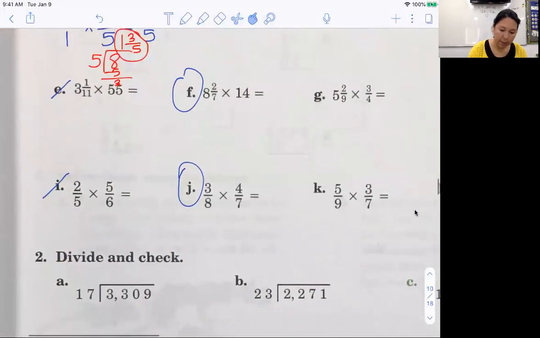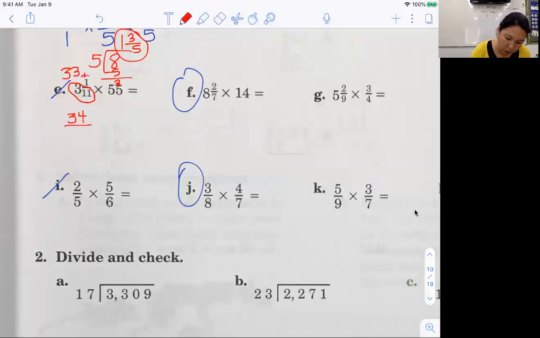Okay, letter E. Next rule we learned with fractions this week. We can multiply a mixed number times a whole number only if they're both fractions. So this is not a fraction, this is a mixed number. So I'm gonna change it. 3 times 11 is 33, and then I add this little 1. So now I have 34 over 11, okay? 55 is a whole number, so I need to make one. And then I can multiply.